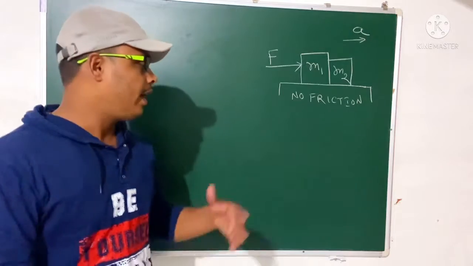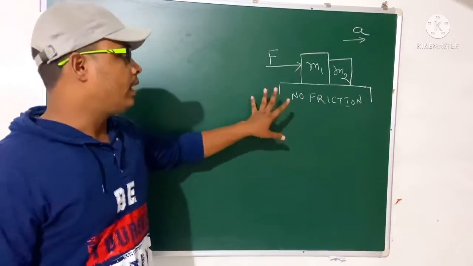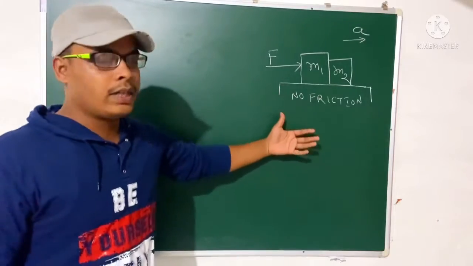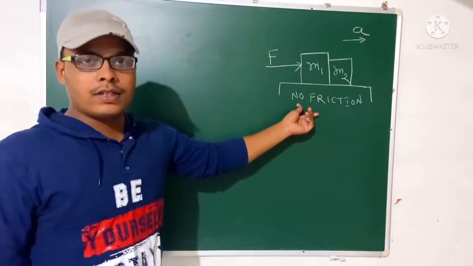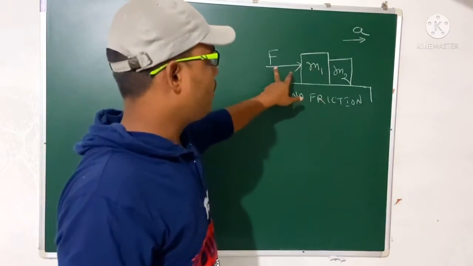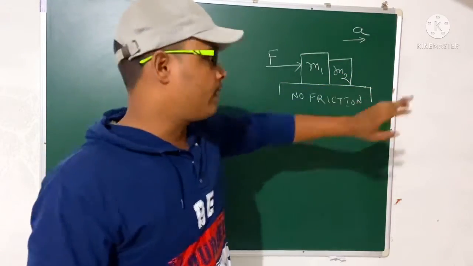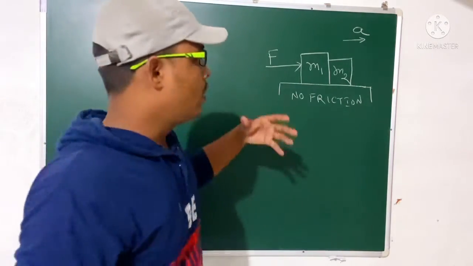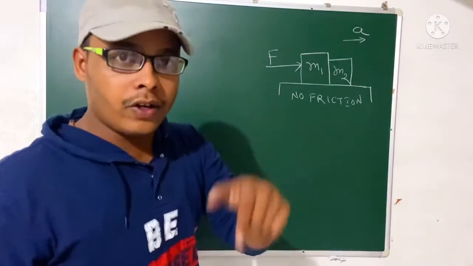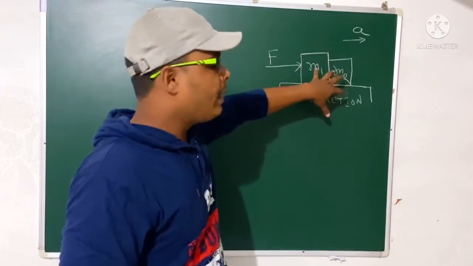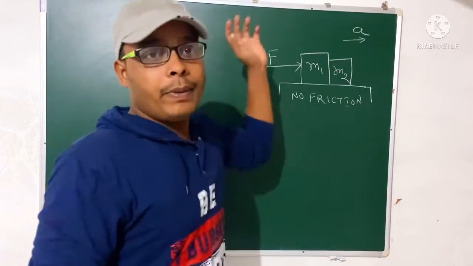Okay, so we have this situation that M1 and M2 are in contact with each other, and the table is frictionless. So we are not discussing friction, but we are giving a force to M1 so that the particle will move to the left side. Already I told you that we will discuss the force that is acting on M1. That means the force that is given to M1, not given by M1.